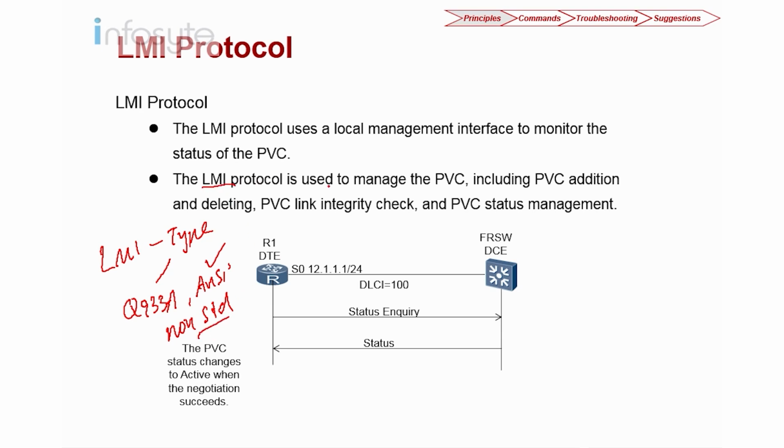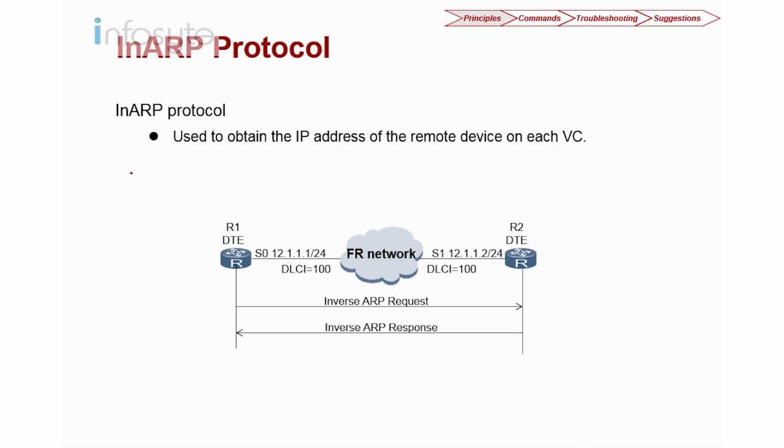So the LMI protocol is used to manage the PVC, including the deleting and the integrity of the PVC and the status of the PVC, which is very important. Later when we go into the lab, I'll show you the command to check the LMI status. Now once the frame relay LMI status is active, they'll move into layer 3.